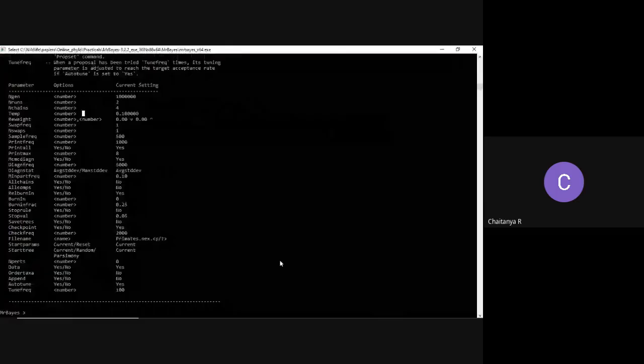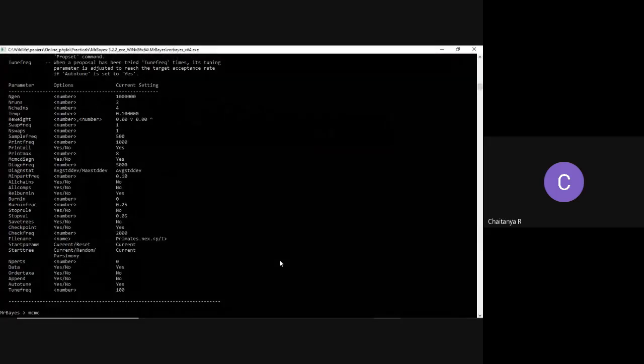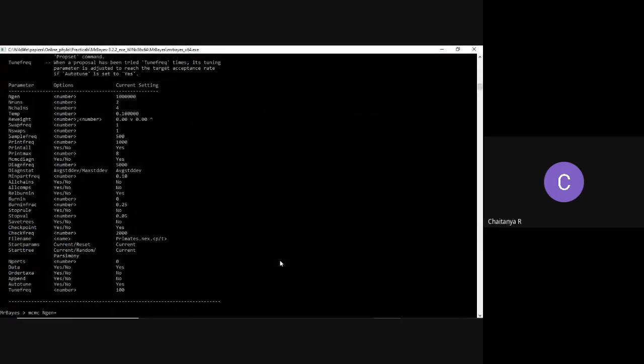So I'll type the command mcmc ngen equals 50,000, right? So I'm telling MrBayes to do 2 runs, and both runs will run for 50,000 generations. Both runs will initiate 4 Markov chains, and each of these 8 chains, 4 plus 4, will run for 50,000 generations. That's what it means, right? So now I'm pressing enter.